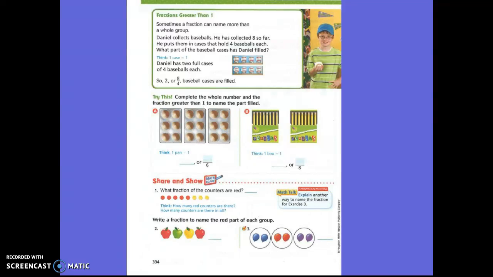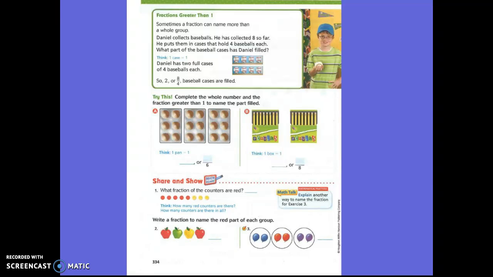All right. Oh man, now we have to go for fractions greater than 1, which we did yesterday. But it's going to tell you how to do it. Okay? Sometimes a fraction can name more than a whole group. Daniel collects baseballs. He has collected 8 so far. He puts them in cases that hold 4 baseballs each. What part of the baseball cases has Daniel filled?